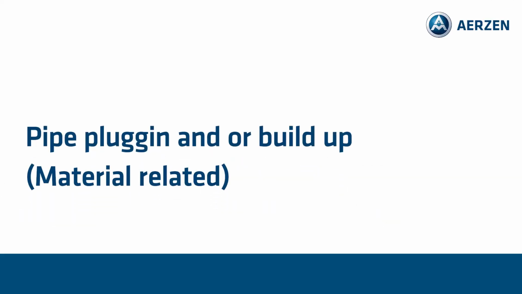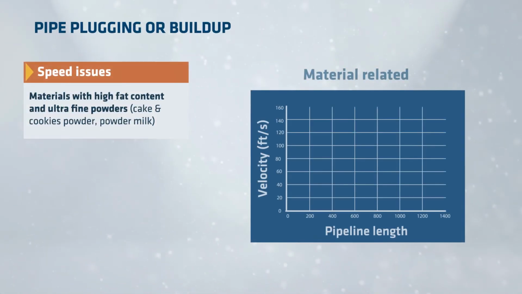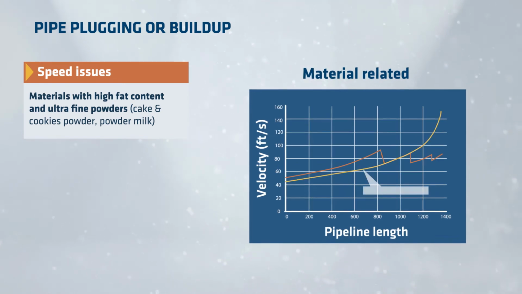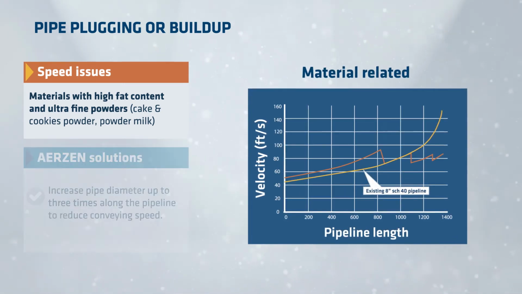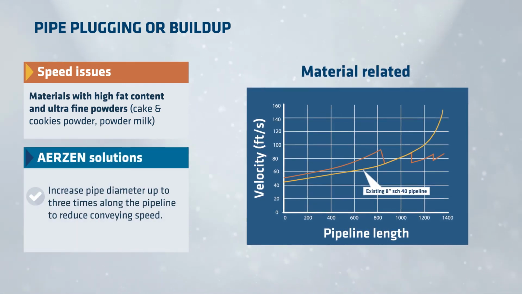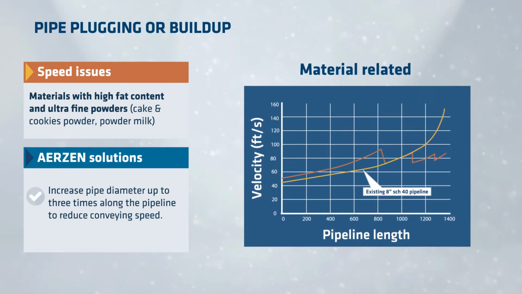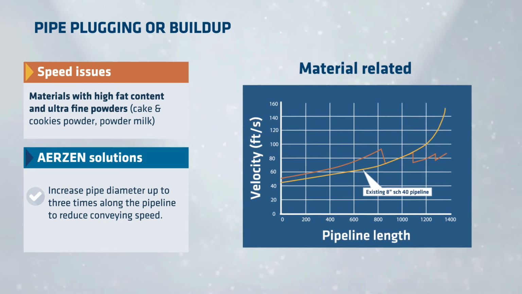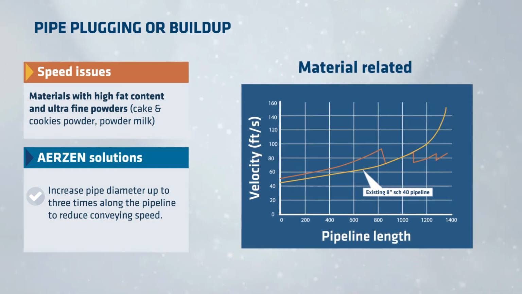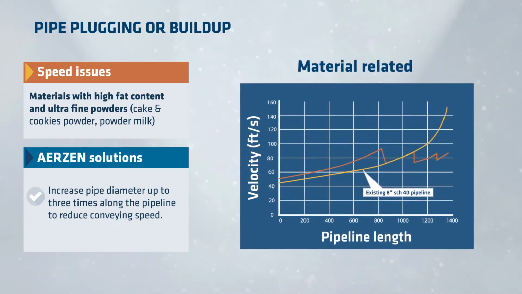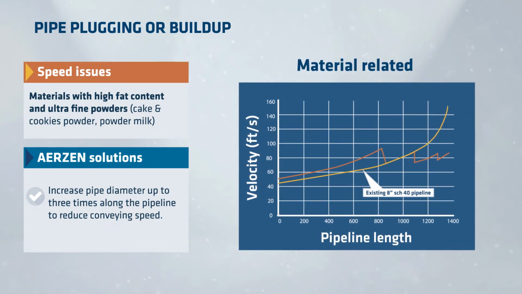Material-related issues. Materials with high fat content or highly adhesive reactions to high temperatures, such as cake and cookies powder, powder milk, or localized material melting. AERZEN's recommendations are to increase a pipe diameter section to reduce conveying speed and system temperature.